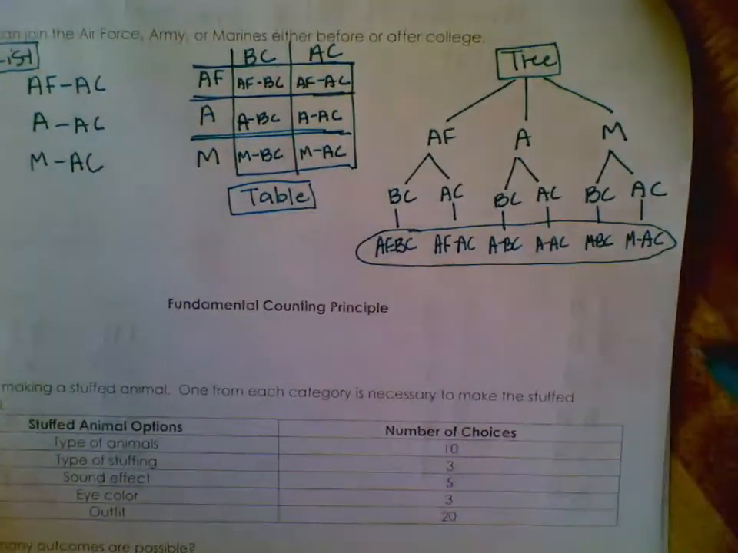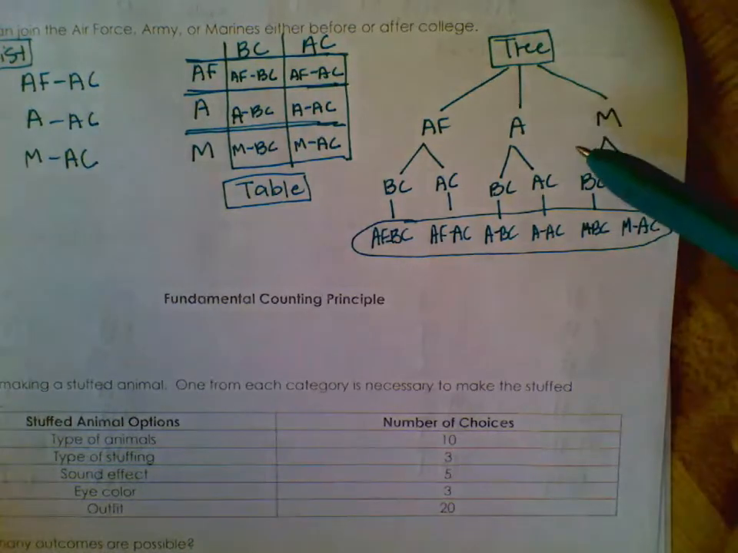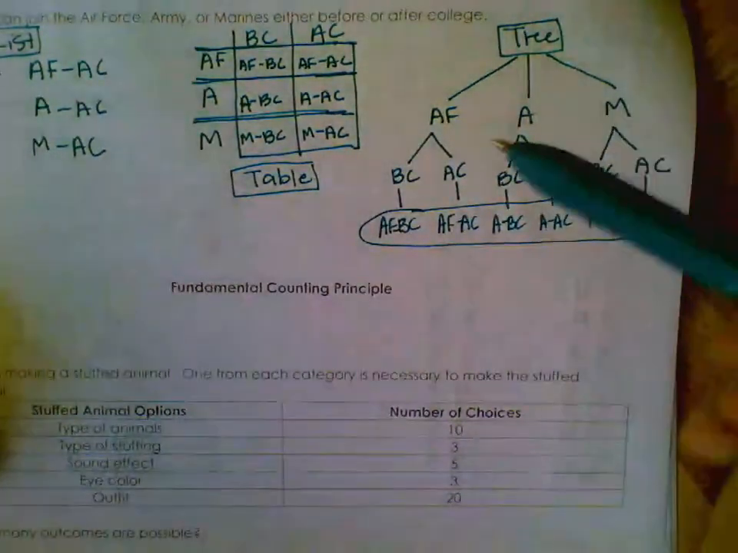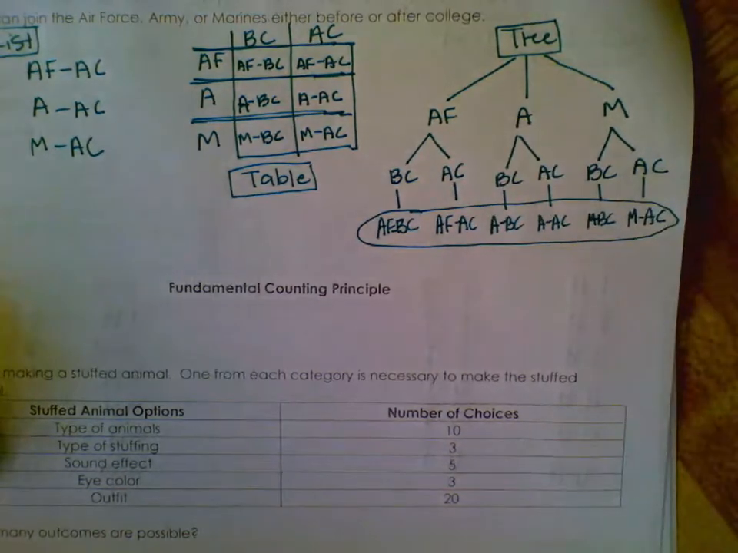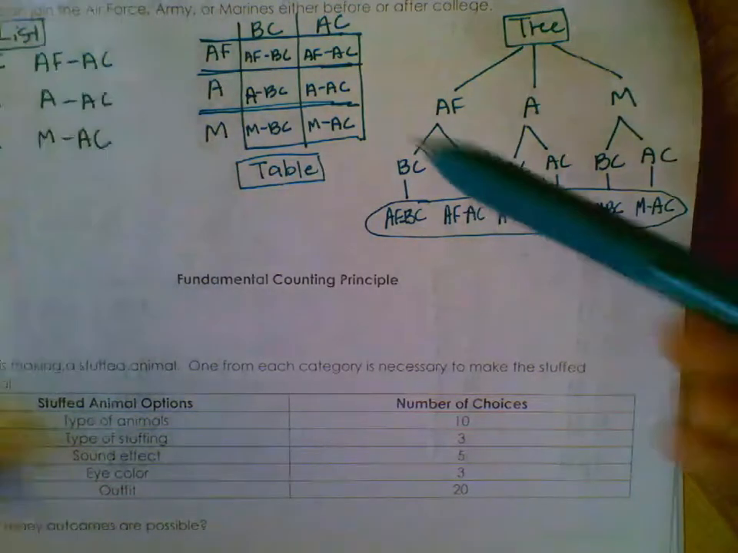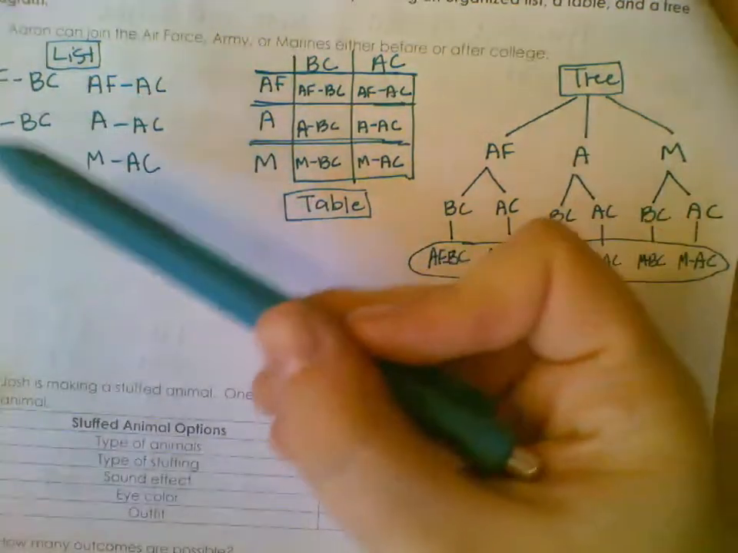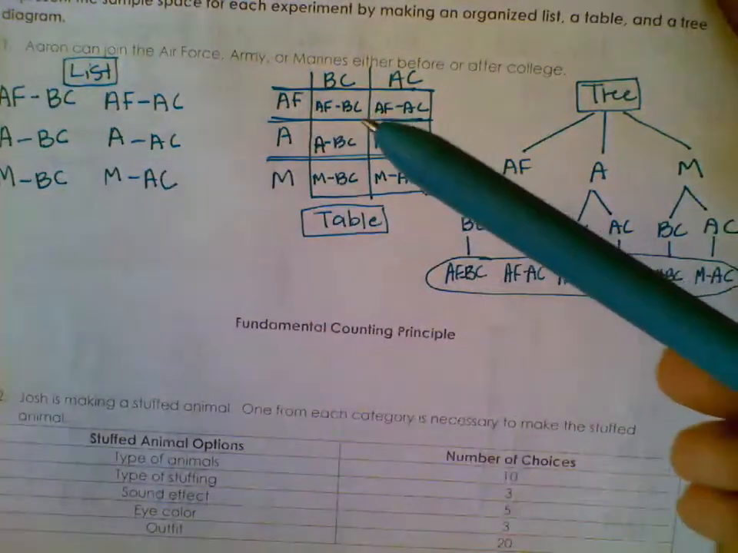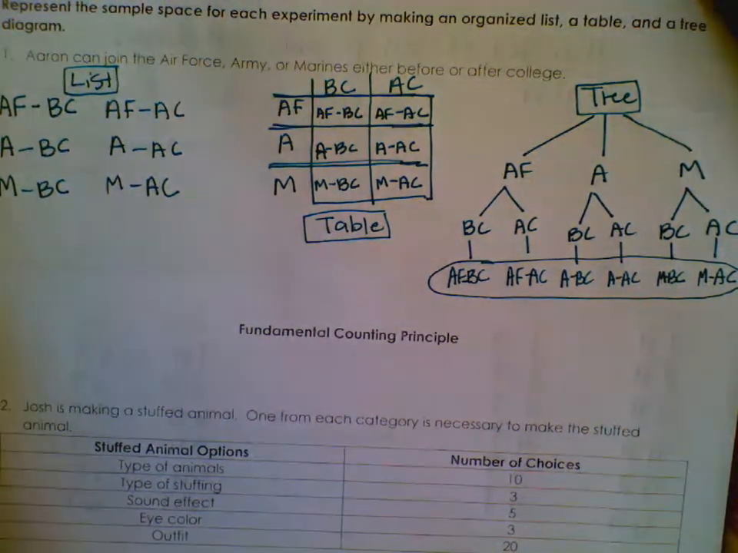Also, let's talk about that tree diagram for a second. If I had started with just before college and after college, a 2 split in my first branch, and then did Air Force, Army, Marines, Air Force, Army, Marines, from those branches, you would still get the same answer. So again, your tree diagram, your table, and your list do not have to look exactly like mine, but when you are done, you should have all 6 of the outcomes listed. Any questions there?